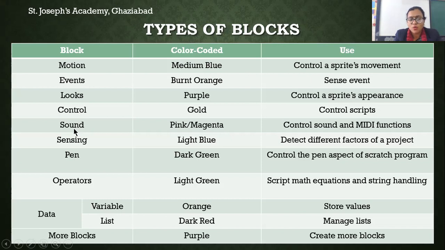Next are Sound blocks. Sound blocks are color coded pink, or they look like magenta, and they control the sound in our project. Next is the Sensing block. Sensing blocks are color coded light blue. They are used to detect different factors of a project.